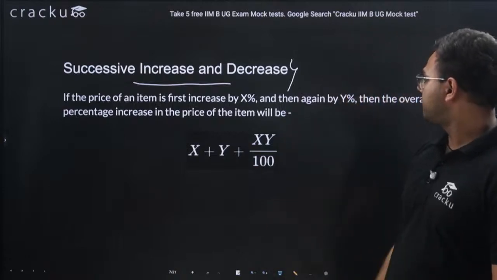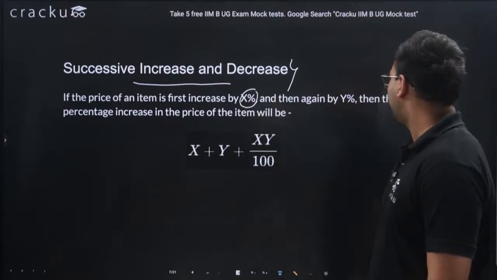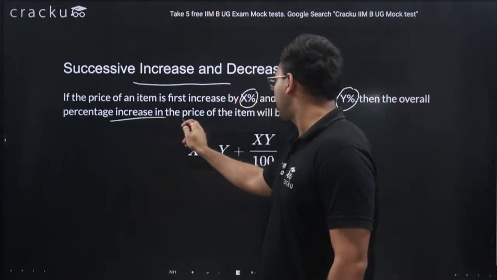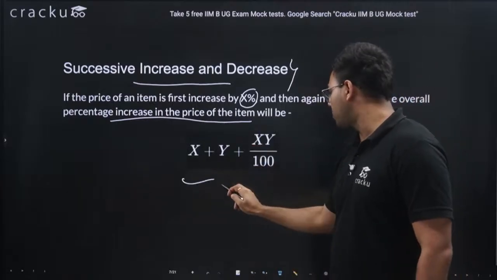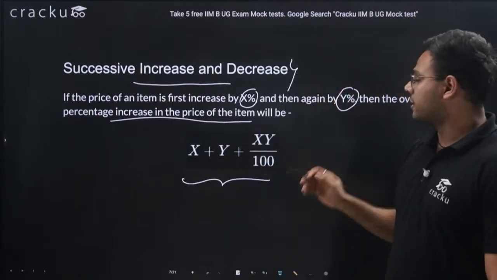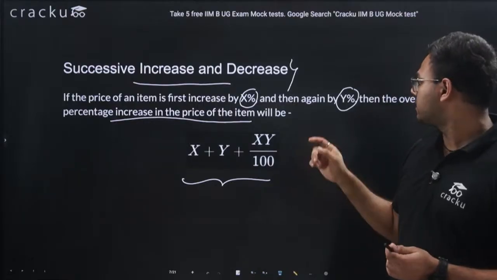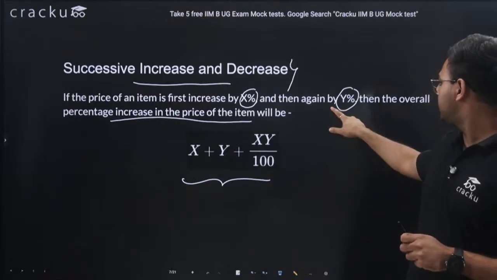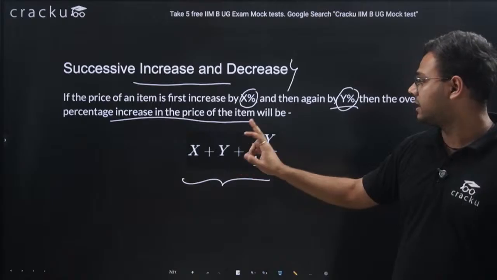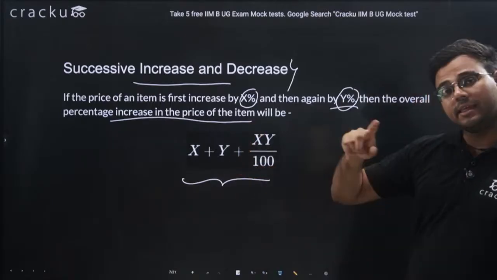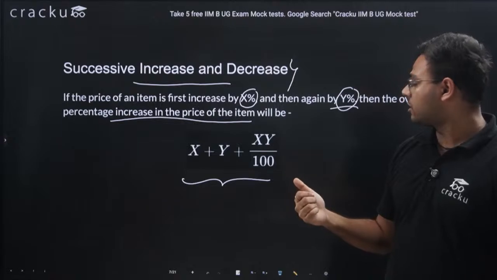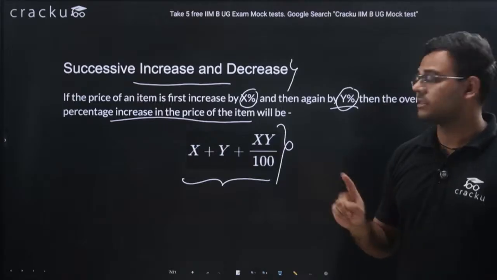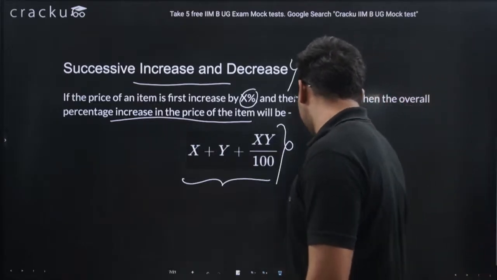The price of an item is first increased by X percent and then again by Y percent. Then the overall percentage increase in the price of the item will be X plus Y plus XY divided by 100. So after the X percent increase and then the Y percent increase, the overall percentage increase will be given by this formula, which is X plus Y plus XY divided by 100. So let me prove this formula to you.